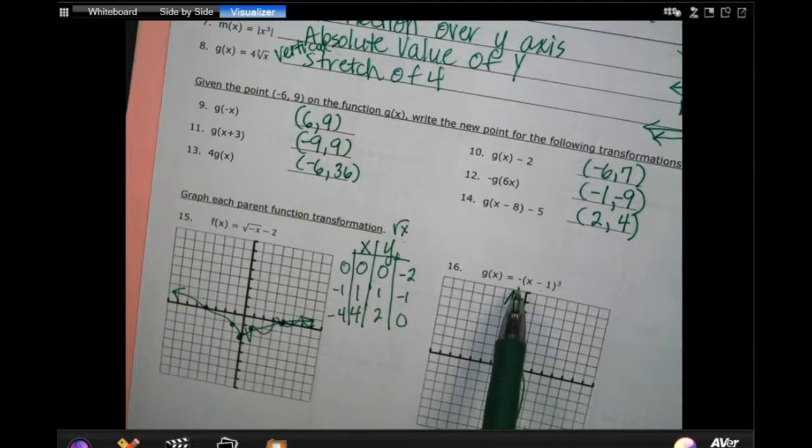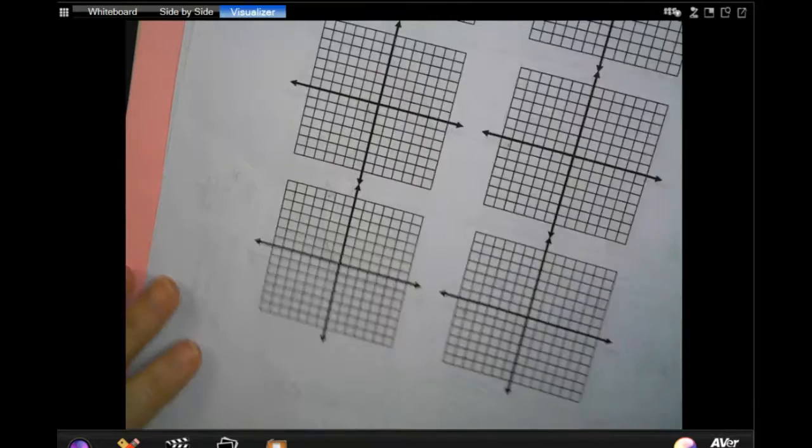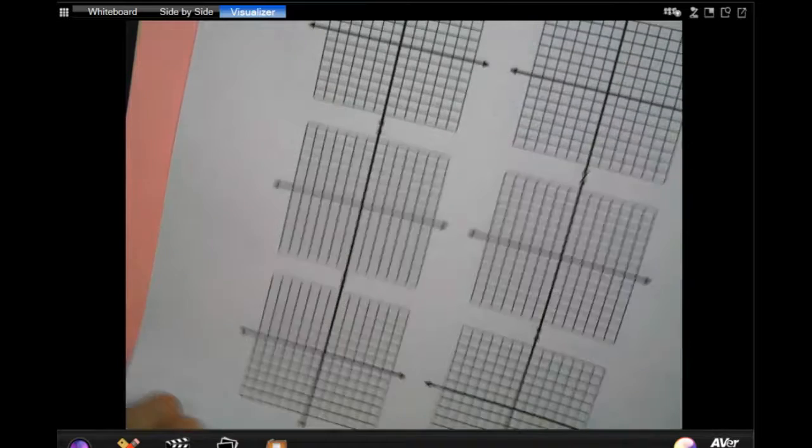So the negative flipped it, and I moved it 1 to the right. Okay? All right. Y'all go back to your blank sheet of paper.